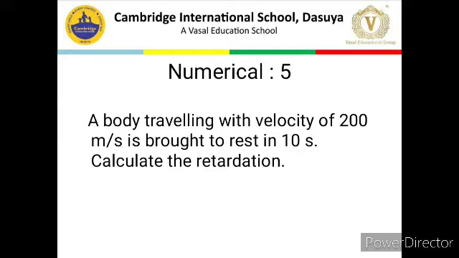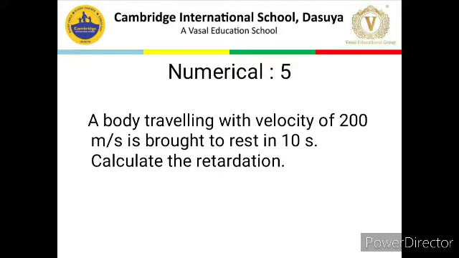Fifth numerical. A body traveling with velocity of 200 meter per second is brought to rest in 10 seconds. Calculate the retardation. See, it is brought to rest means the velocity will be decreased, so obviously we are going to get retardation. Okay, so let's try this numerical. Then at the last I'm going to revise these numericals once again.